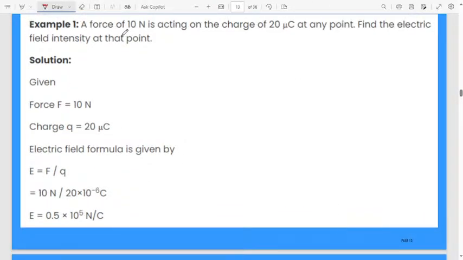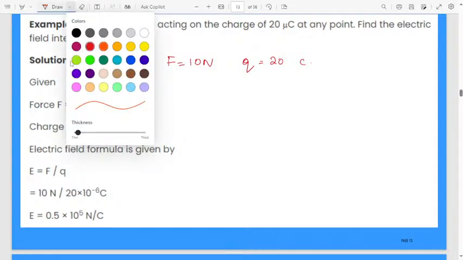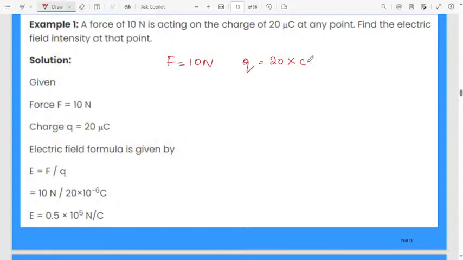Example: a force of 10 newton is acting on a charge of 20 microcoulomb at a point. Find the electric field intensity at that point. Here the force is given, 10 newton, acting on the charge of 20 microcoulomb. Micro means 10 to the power of minus 6, that you have to convert. Let us convert the microcoulomb later.